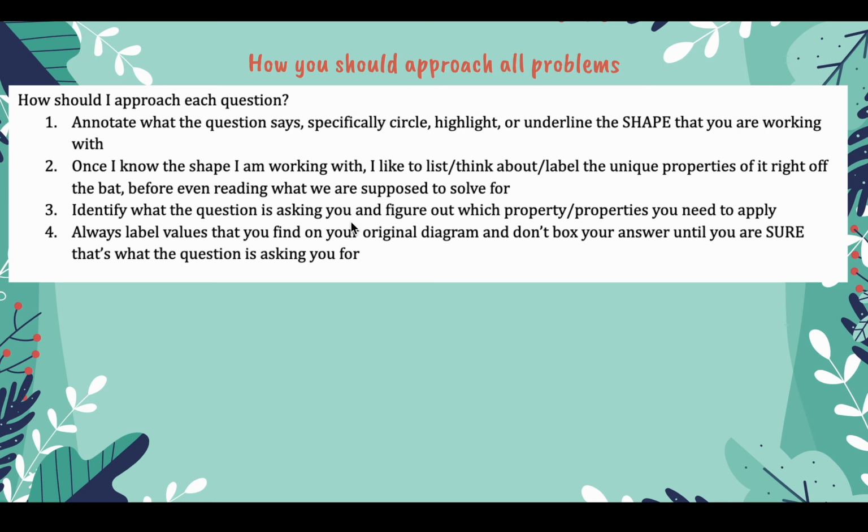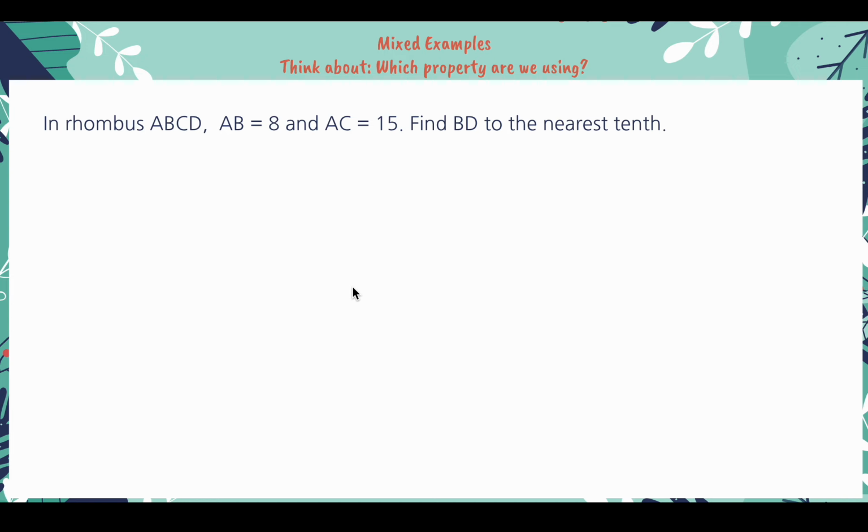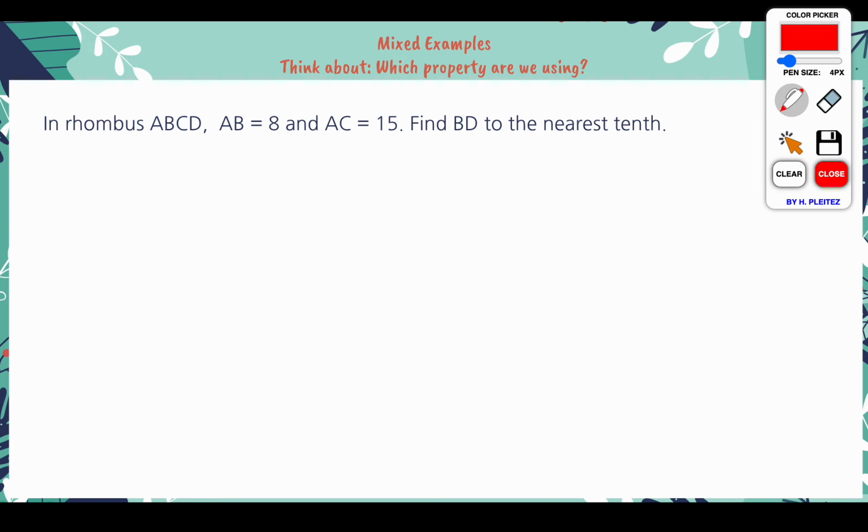Number 3 says identify what the question is asking you and figure out the actual property or properties that you need to apply. So you're going to be making an equation based on a property. That's really how all these questions are going to go. Then you always want to label the values that you find on your original diagram, because these questions might be multi-step. So you always want to take a step back after you solve for something, think about what it actually represents in your shape, and don't box your answer until you're sure that that's what the question wants. So let's just get into a couple of examples. We're going to do 3 today.